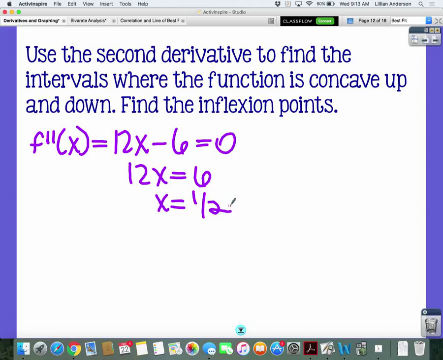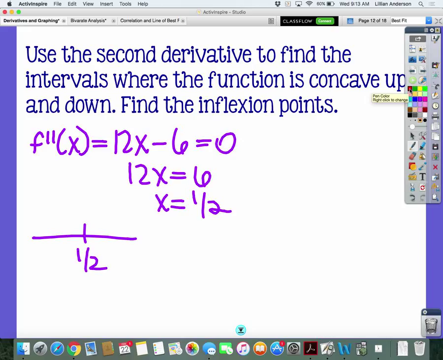Now, 1/2 could potentially be the x-coordinate of my inflection point. I mean, it is the value where the second derivative equals 0. But in order to determine if it is indeed an inflection point, not only does the second derivative have to equal 0, but it also has to change signs on the number line. So we make, again, another number line, and we pick test points.